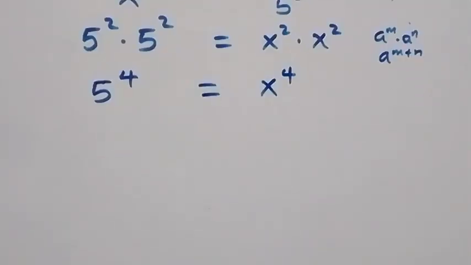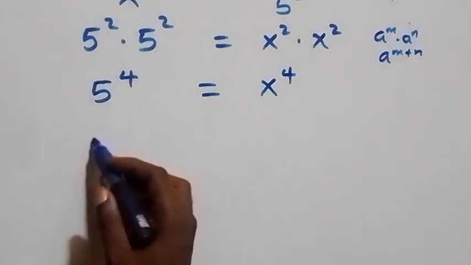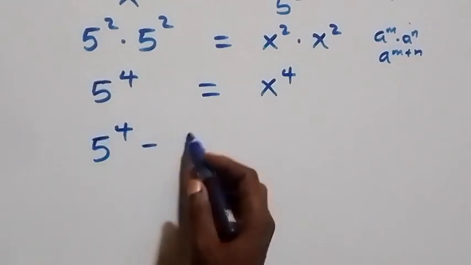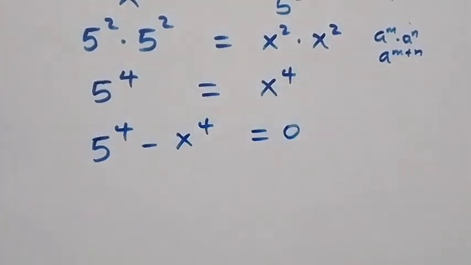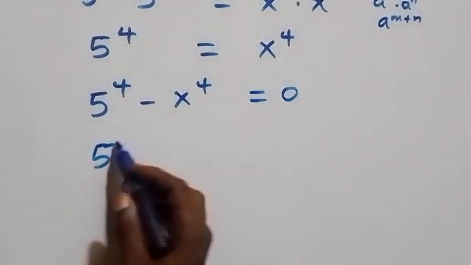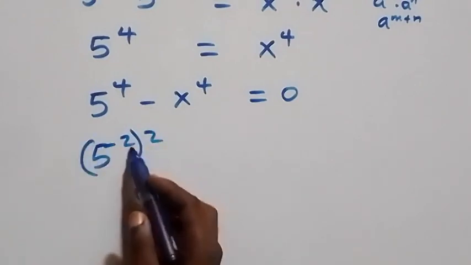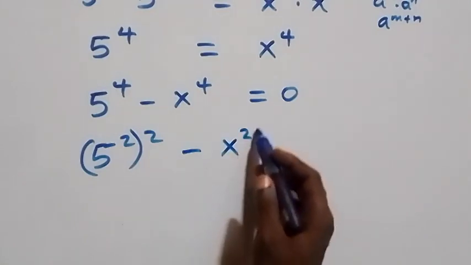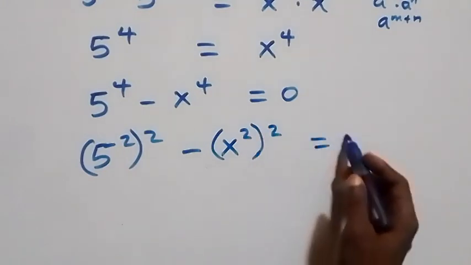Let's take x raised to power 4 to the left hand side, and we have 5 raised to power 4 minus x raised to power 4, equal to 0 from here. Next step, we can rewrite this as 5 squared, then all squared, as 2 times 2 here will still be 4, then minus, here as well we have x squared, then all squared equal to 0 from here.